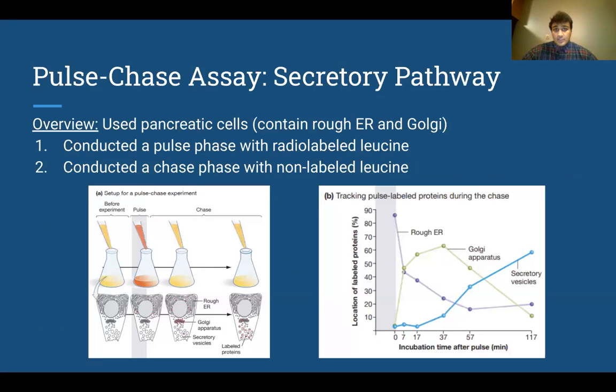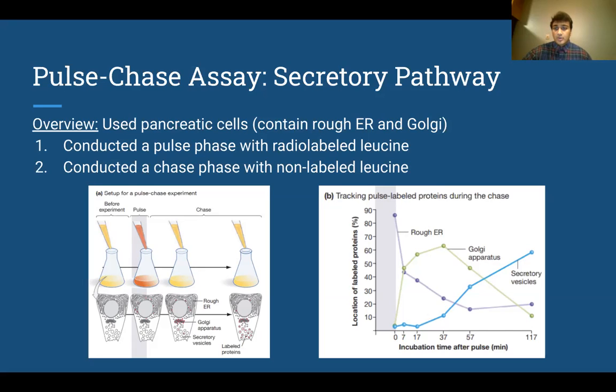This assay was actually used to determine the secretory pathway. When the research was conducted, the pathway was not very well understood. Researchers studied pancreatic cells, which were specialized for secreting digestive enzymes in the small intestine, and as a result, they were packed with rough ER and Golgi. So the experimental procedure involved a pulse period with radiolabeled leucine, followed by a chase with non-labeled leucine.